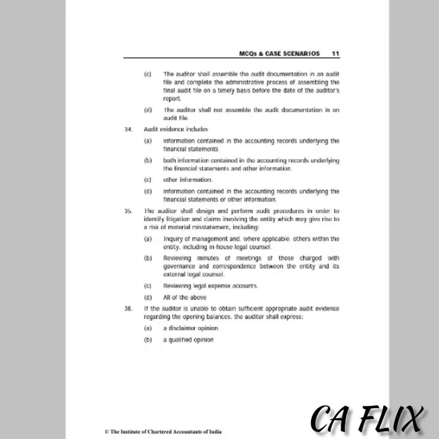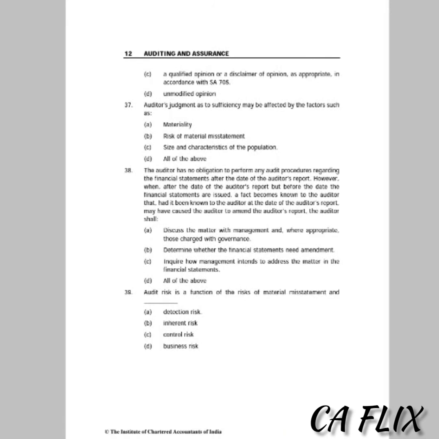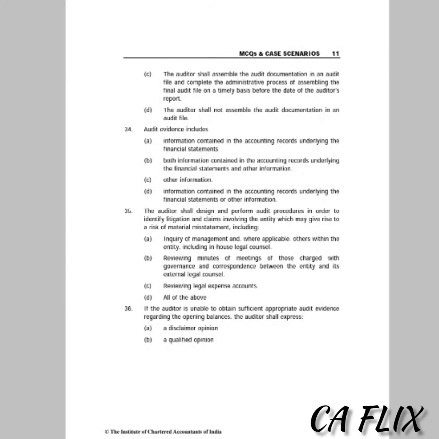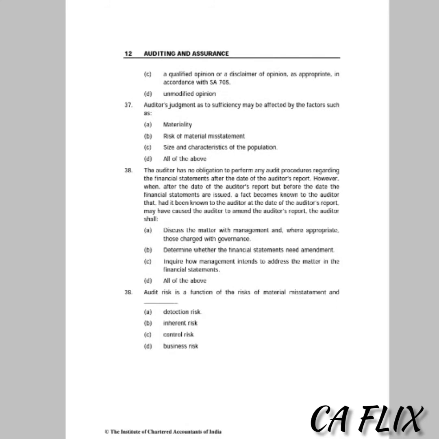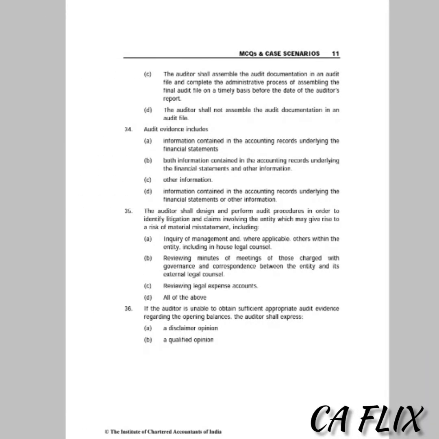Question 36. If the auditor is unable to obtain sufficient appropriate audit evidence regarding the opening balance, the auditor shall express a disclaimer opinion. Option A, disclaimer opinion. Option B, qualified opinion. Option C, a qualified opinion or a disclaimer opinion as appropriate in accordance with SA 705. Option D, unmodified opinion. Answer is option C, a qualified opinion or disclaimer of opinion as appropriate in accordance with SA 705.